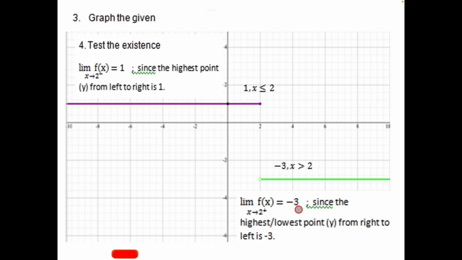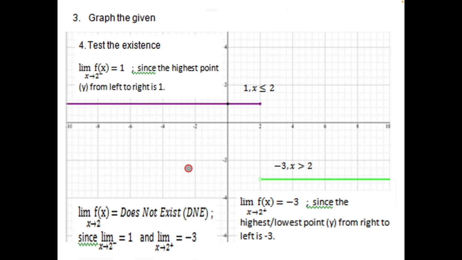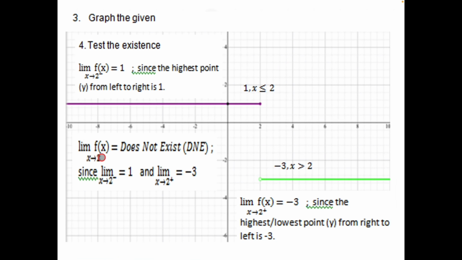The next is the limit of the function of x as x approaches 2 positive. So, galing sa kanan papunta sa kaliwa. So, kanan papunta sa kaliwa. So, ang pinakamataas natin dito is just only negative 3. Kasi ito lang naman yung graph na galing sa kanan papunta sa kaliwa. So, yan. This is negative 3. So, tapat siya dito, negative 3. Now, we have here to test if the given exists. So, we have the limit of the function of x as x approaches 2.